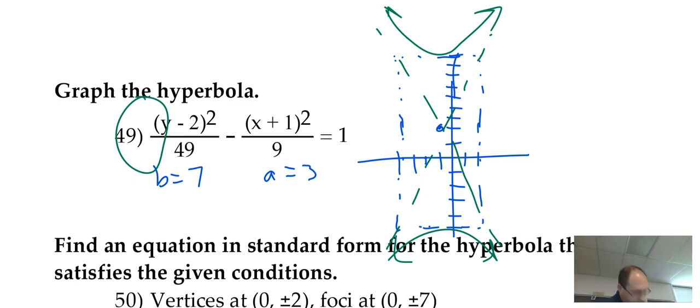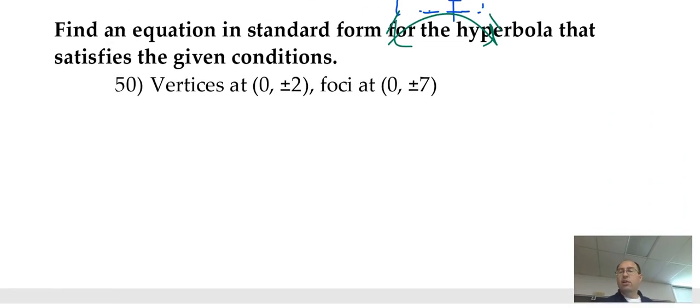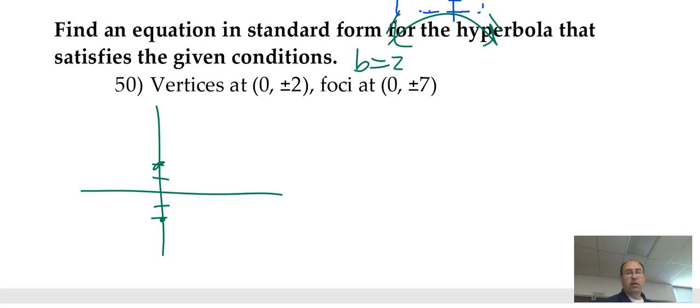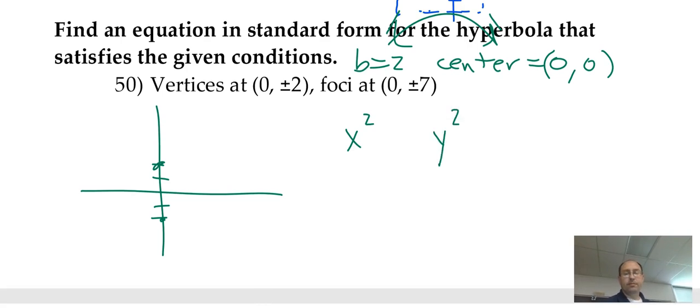Question 50, find an equation in standard form of the hyperbola that satisfies the given conditions. Okay, so vertices at 2 and -2. That means my B value is 2. Looks like my center is at the origin. So that's going to be x squared and y squared. If my B value is 2, then that means that's a 4.